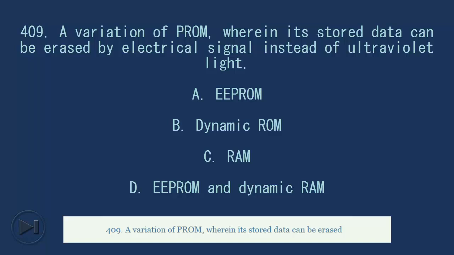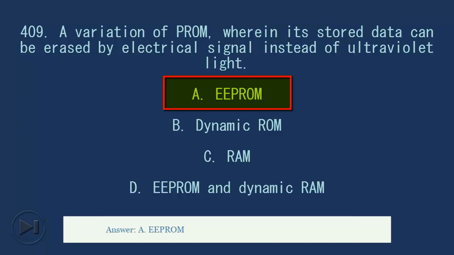409. A variation of PROM, wherein its stored data can be erased by electrical signal instead of ultraviolet light. A. EEPROM. B. Dynamic ROM. C. RAM. D. EEPROM and dynamic RAM. Answer, A. EEPROM.